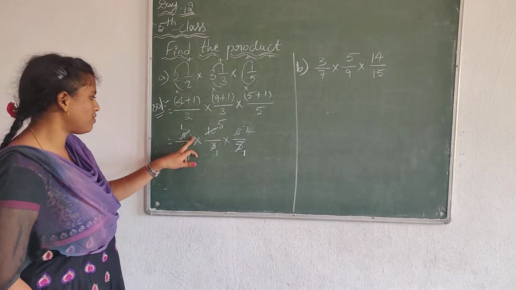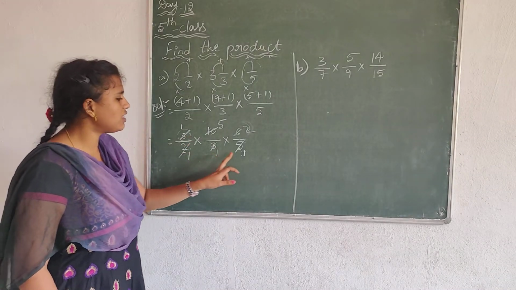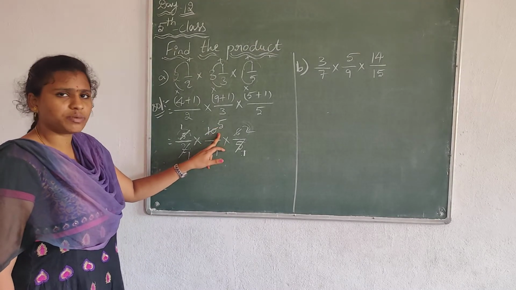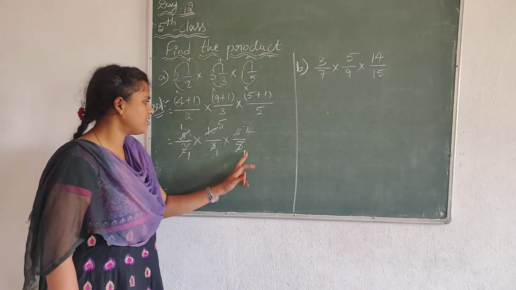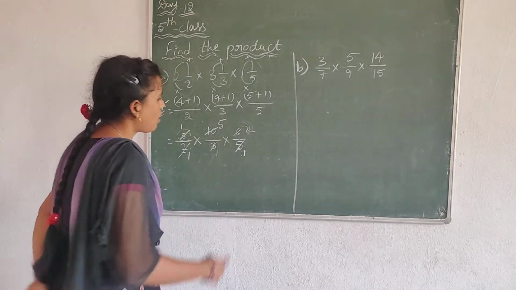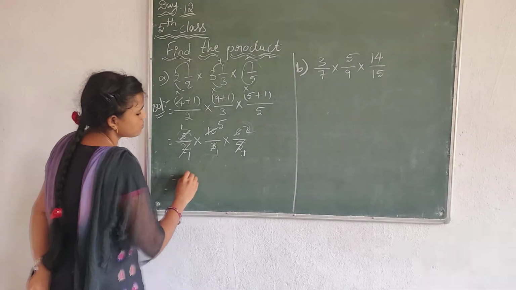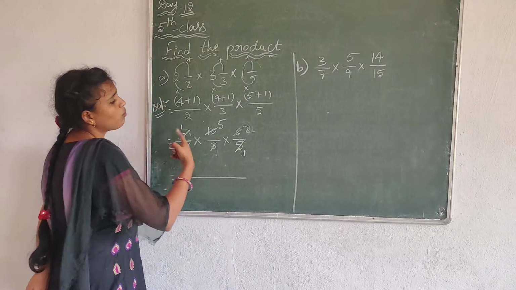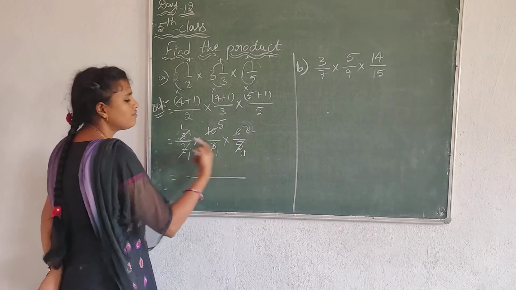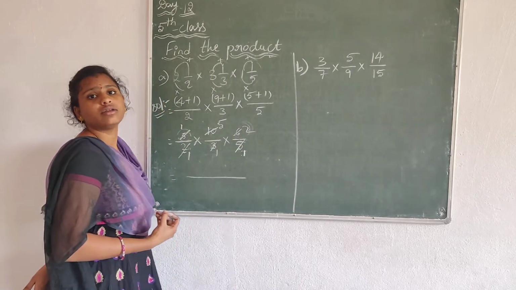First take this numerator and see all the denominators. Next take the second fraction's numerator, see in all the denominators. Next the third fraction, see in all the denominators. After you cancel, now tell me which numbers are there in your numerator and which numbers are there in your denominator.